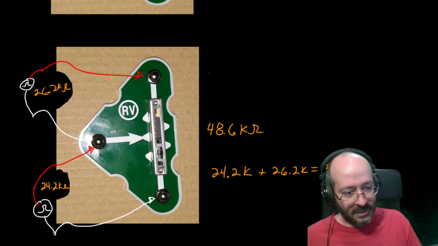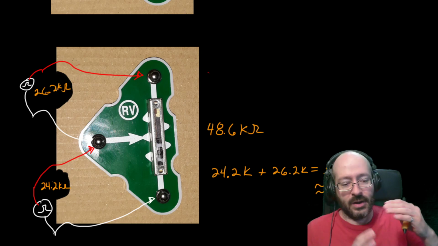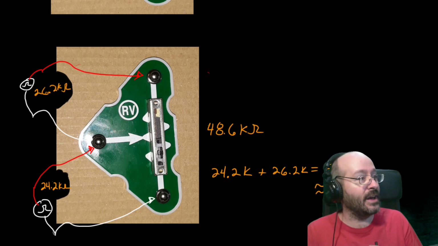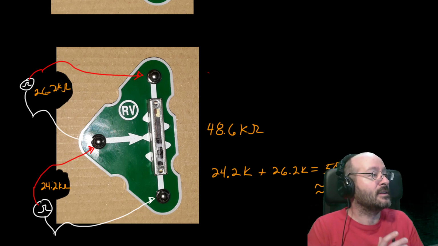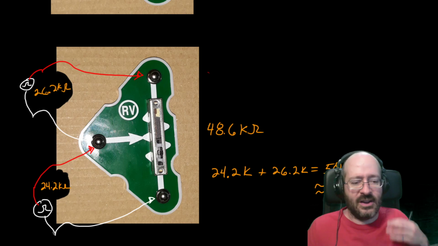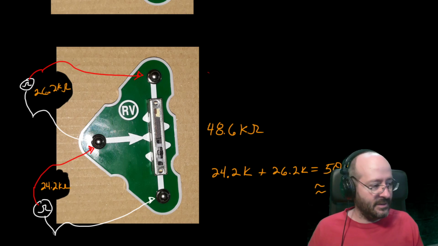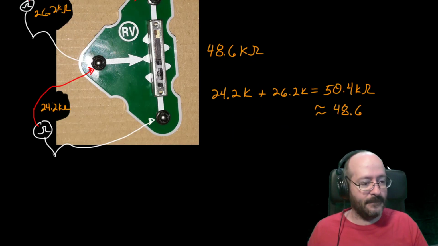50.4 kilo ohms, and that should be approximately equal to 48.6 because that's all that's going on there. Alfredo's in here with 42.9. I like it. Shams has 49.8, so they all kind of feel like they're in the same ballpark. Okay.